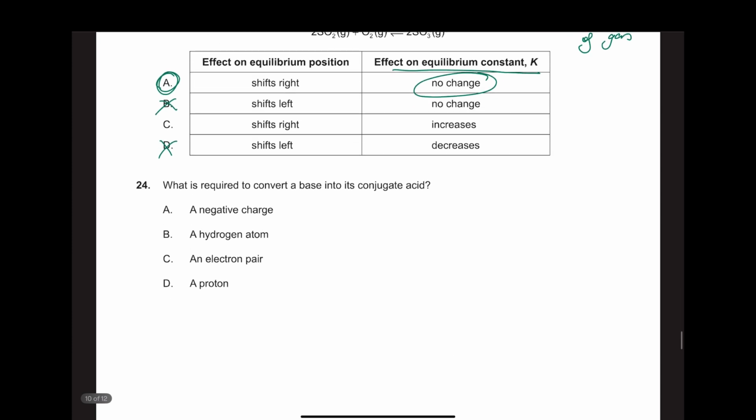Next, what is required to convert a base into its conjugate acid? So base plus H plus gives you conjugate acid. Now, H plus is not a negative charge, it is not a hydrogen atom, it is not an electron pair, but H plus is actually a single proton. A hydrogen atom has 1 proton and 1 electron. If you remove the electron, you get the H plus ion, and at that time, you're just left with 1 single proton.